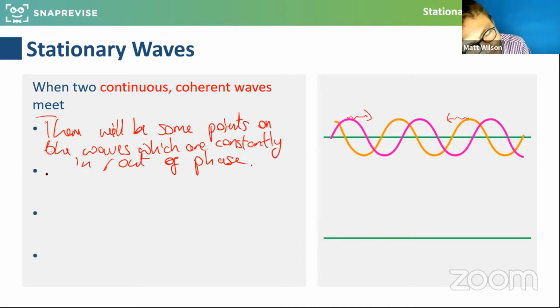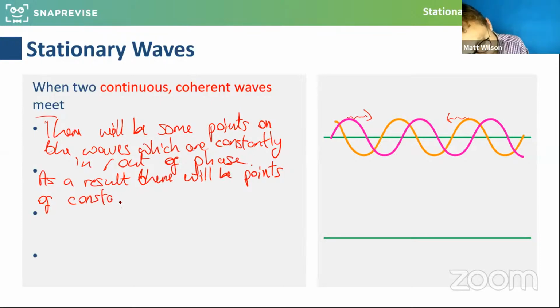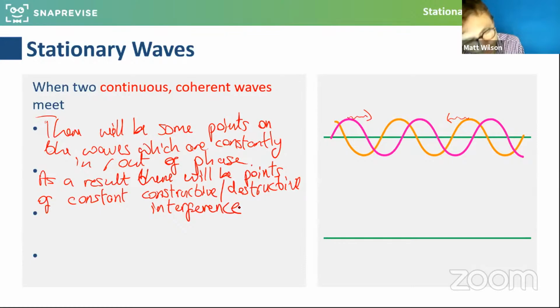So as a result, there will be points of constant constructive / destructive interference. So this second bullet point seems like a super wild claim. There are going to be some points along this line here where the waves are always working together and some points where they're always working against each other. That's the claim of this second bullet point.